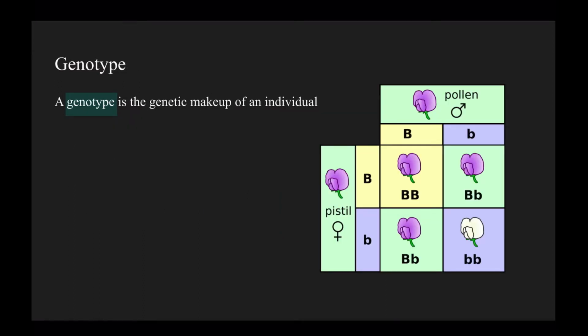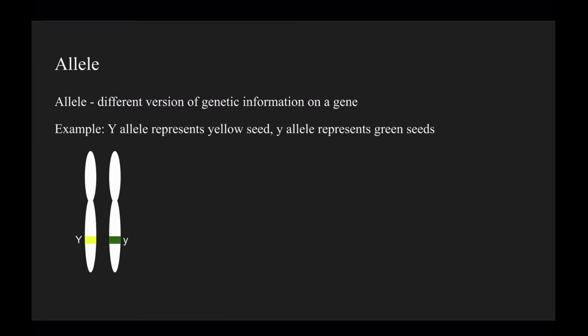A genotype is the genetic makeup of an individual. We often see genotypes through Punnett squares, which are shown on the right. It shows the genetic makeup of the flowers. An allele is a different version of the genetic information on a gene. For example, the capital Y allele represents yellow seeds, and the lowercase y allele represents green seeds.